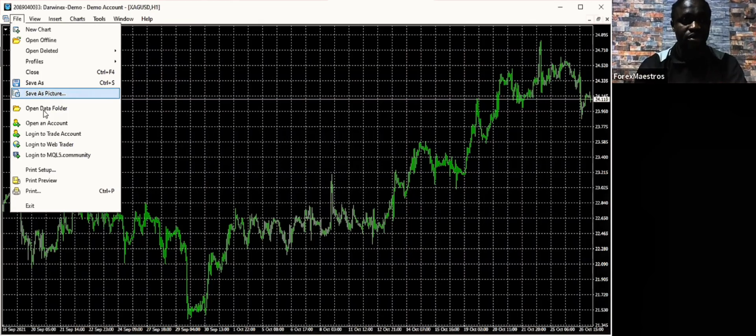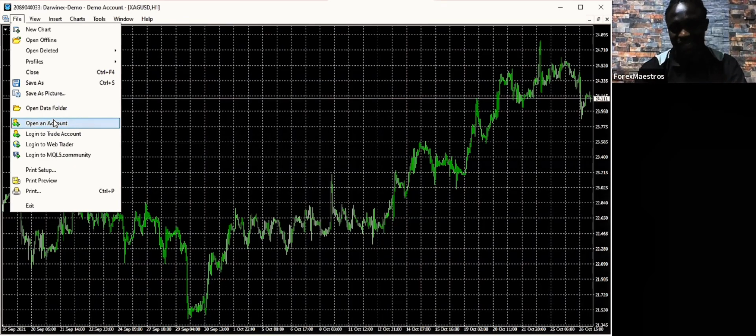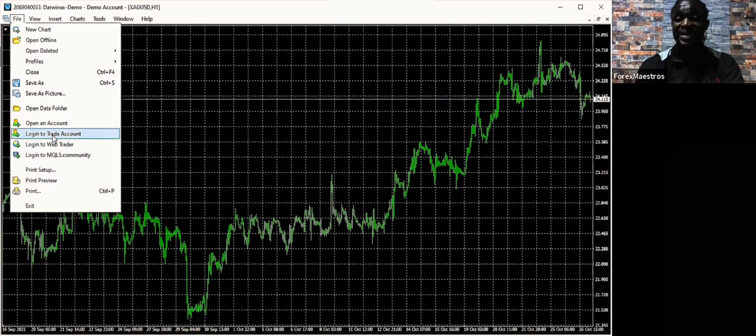You want to save what you have, open data folder, open an account, log into trade account, log into WebTrader. You don't need all of this, so don't worry. I mean, the login to MQL5 community, print setup, and all of that. Of course, you can open an account. If you click directly here, you will be able to open an account. It's in your browser also, so you can open a demo account there. And by the time you're ready, you can open your real account. You log into a trade account. If you already have an existing account, you can do it there.